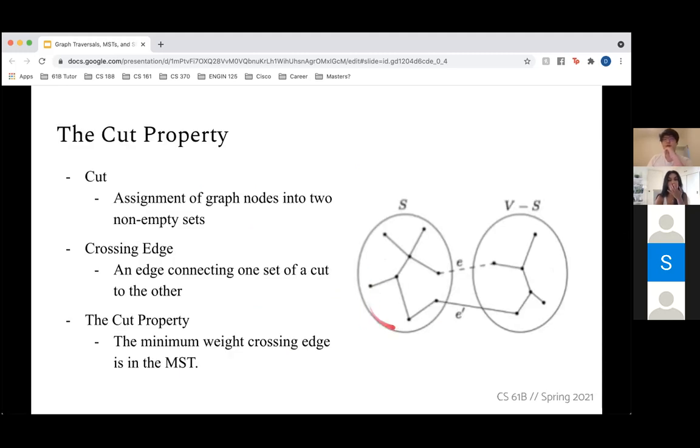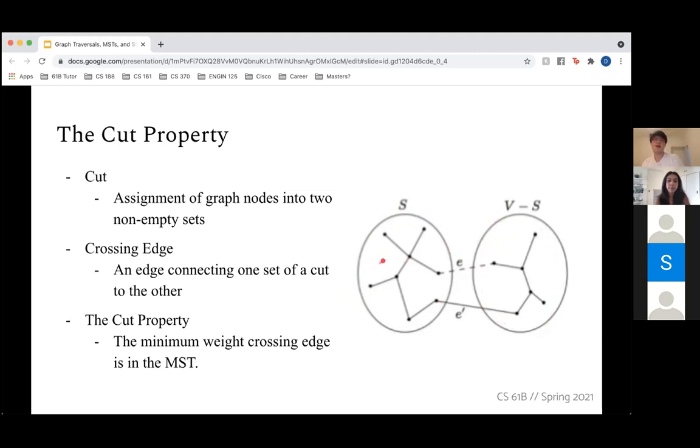we have these vertices over here within our S set grouped together. And then we have another group of vertices within this set here. So we've split this graph into two different sets. So this would be a cut.